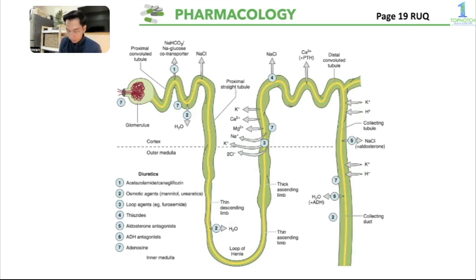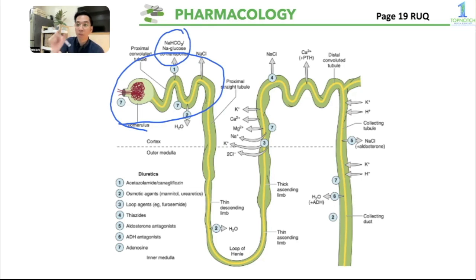So dito sa part na to, we have your proximal convoluted tubule. Your proximal convoluted tubule, usually dito yung mga acetazolamide, no? Diyan din nagfa-function yung ating mga SGLT2 inhibitors. Ito siya. Dito siya. Yung sodium glucose co-transporter natin, no? Siya yung SG, sodium glucose co-transporter.